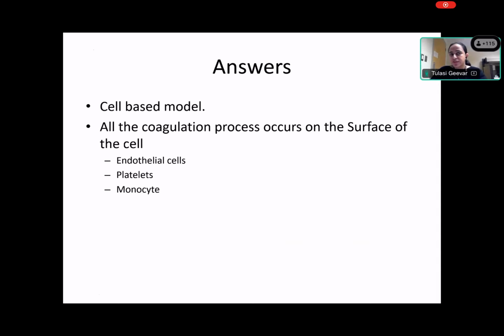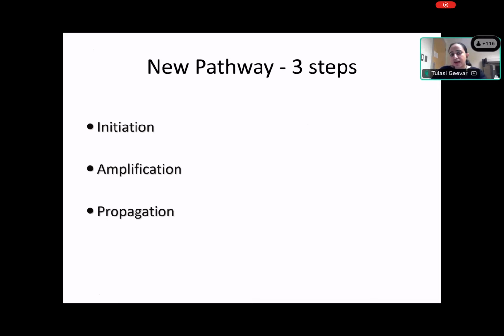These concepts were further answered by the cell-based model of coagulation, according to which all coagulation processes occur on the surface of a cell. That is, it can be the surface of an endothelial cell, the platelets, or the monocyte. And this pathway has 3 steps: initiation, amplification, and propagation.